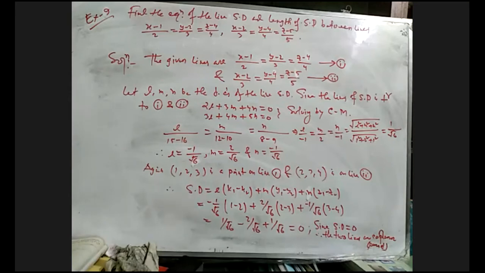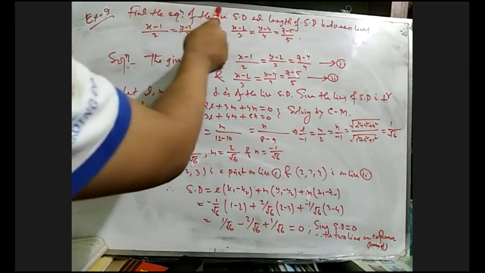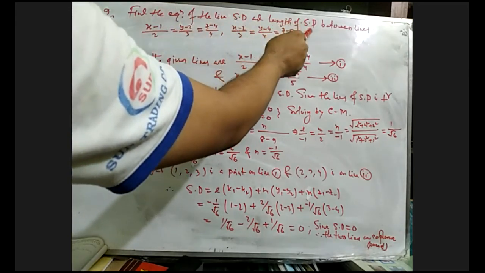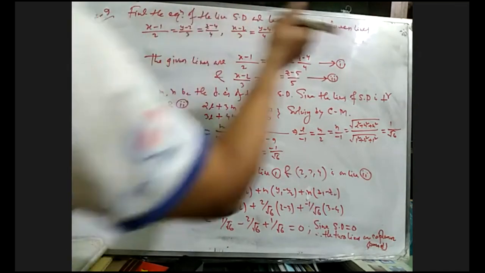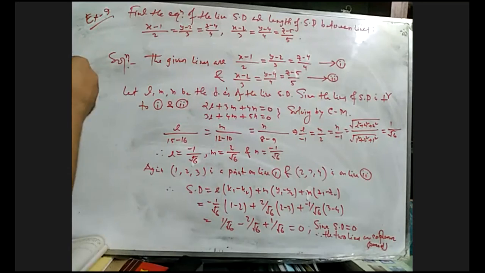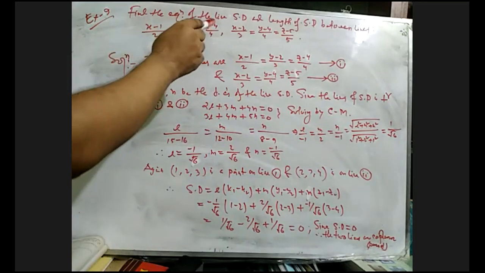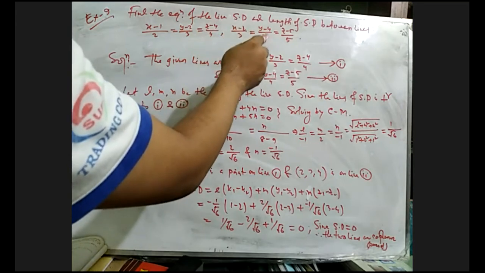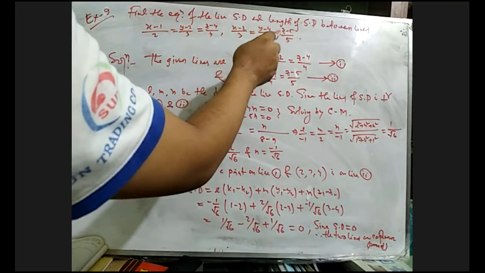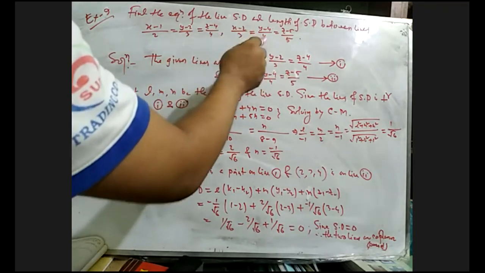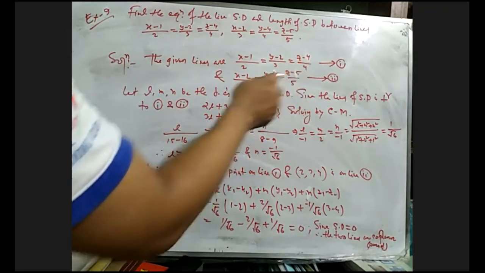Okay, now another similar example. Example 9. Find the equation of the line of shortest distance and the length of the shortest distance between the lines (x minus 1)/2 = (y minus 2)/3 = (z minus 4)/4, and (x minus 2)/3 = (y minus 4)/4 = (z minus 5)/5. So the given lines are these two: the first line, and this is the second line.